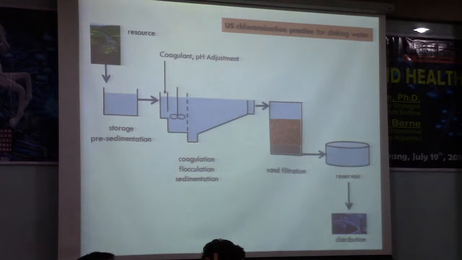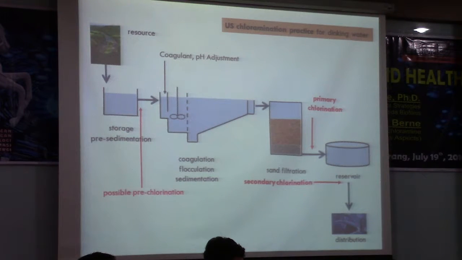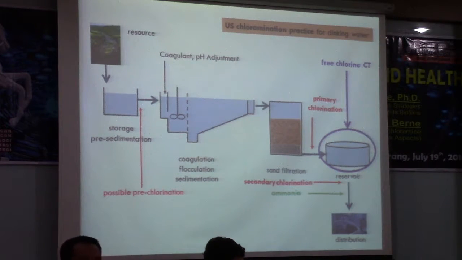So it is like this: primary chlorination, secondary chlorination, then ammonia. That is to say, during the storage in the reservoir, you have the CT, the residual concentration of chlorine and the contact time, to do the disinfection. And then you add chlorine and ammonia to form monochloramine, and you have a residual of monochloramine disinfectant in the distribution system.